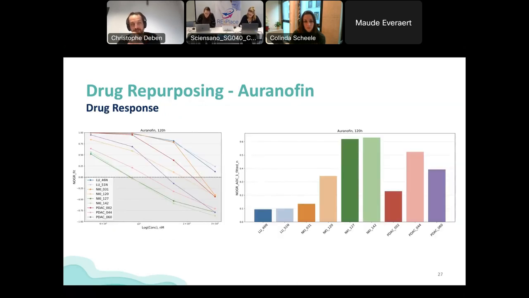As an example, some of the results we got from the screening: the dose response curves, of course, and we can mostly use the area over the curve, shown here on the right. We can already see that the healthy organoids, the two normal epithelial lung organoids, are actually the least sensitive to auranofin. Of course, good news, because we want to kill the cancer cells, not the healthy cells. For the cancer organoids, there's quite some variability, with some organoids having a cytostatic response, and some a very cytotoxic response, so a lot of cell death.